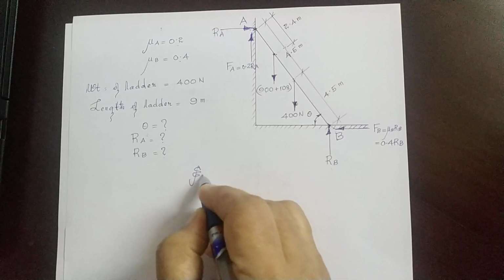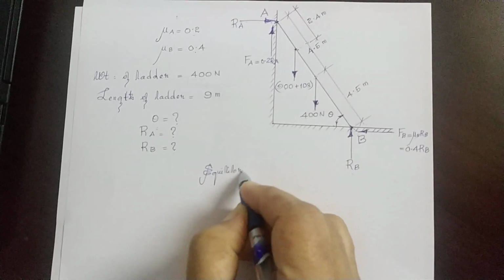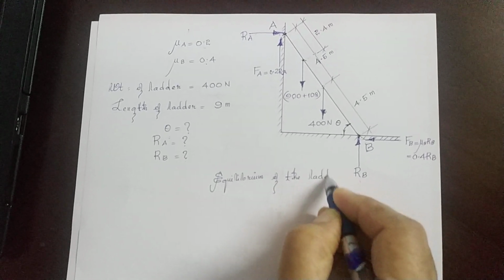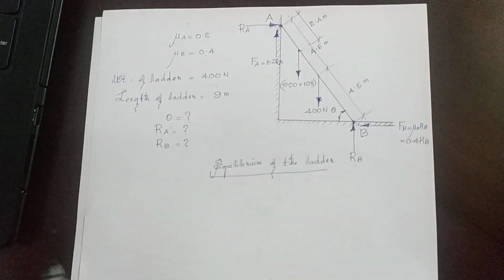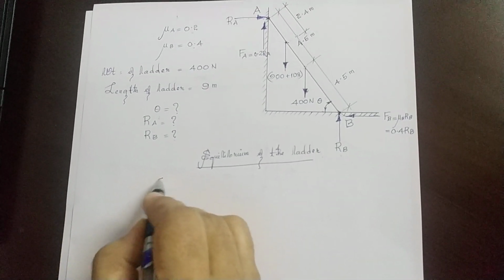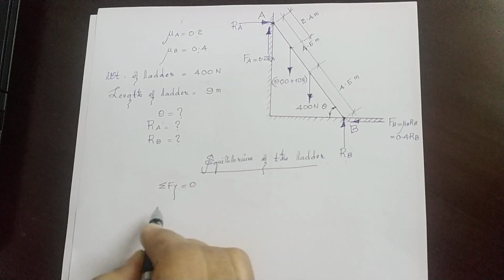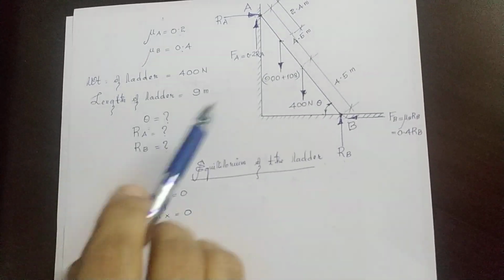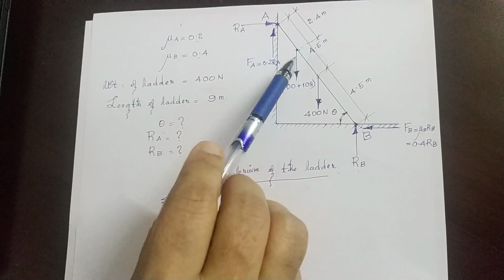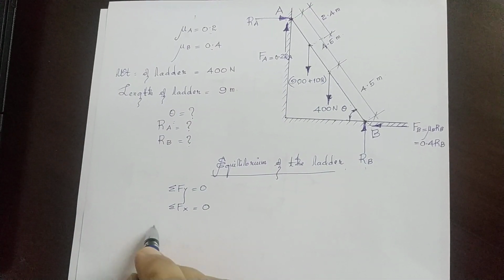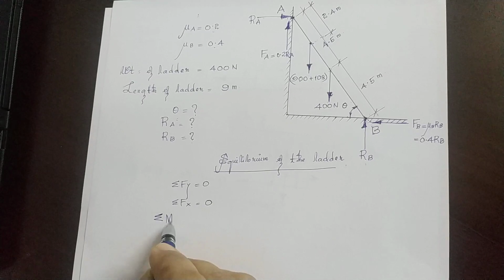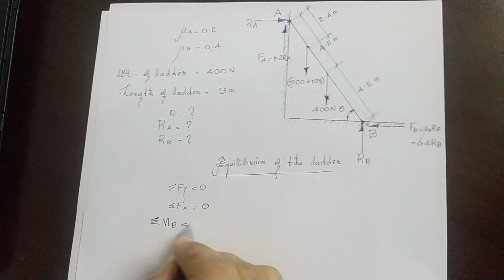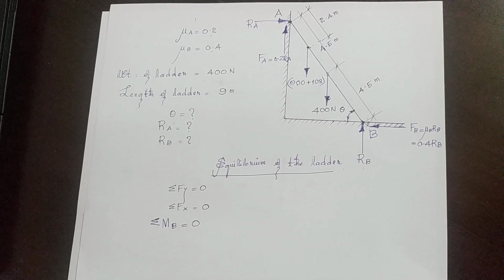Now let's consider the equilibrium of the ladder when it just starts to slip. In equilibrium, we know that sigma Fy is equal to 0, sigma Fx is equal to 0, and since it's a non-concurrent system with the forces acting at several points, we can also say that the algebraic sum of the moments about any point also would be 0. Let's consider the point B. Sigma MB is also 0. These are the three conditions of equilibrium.